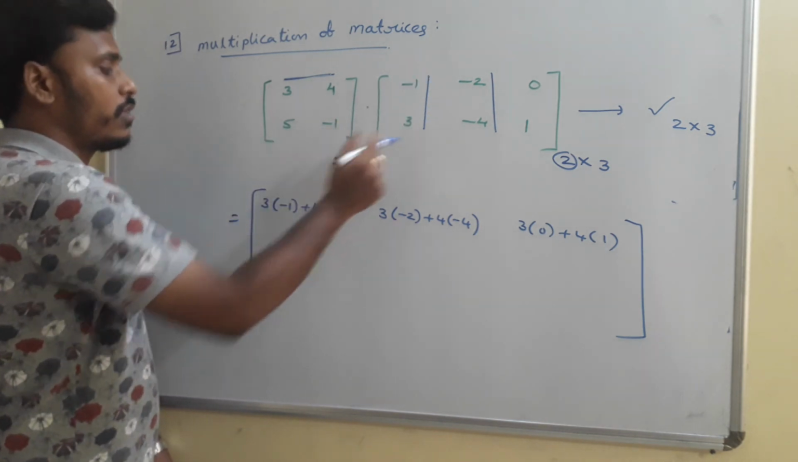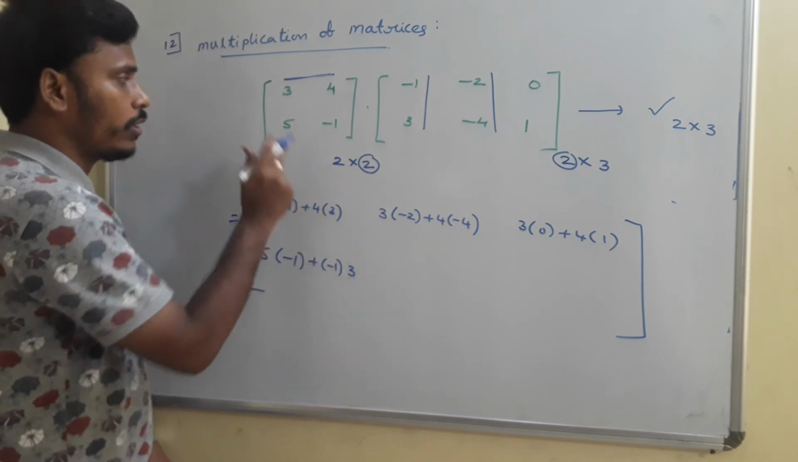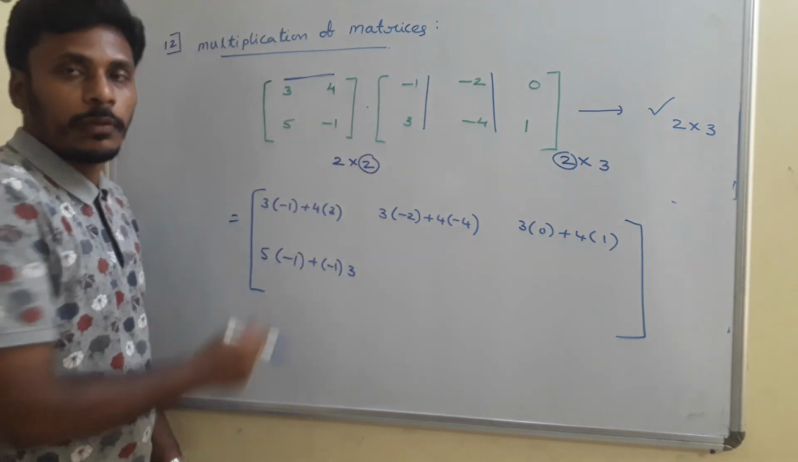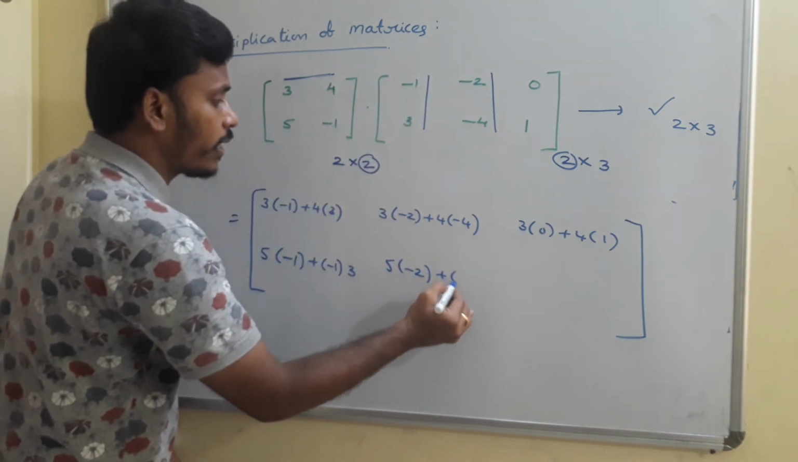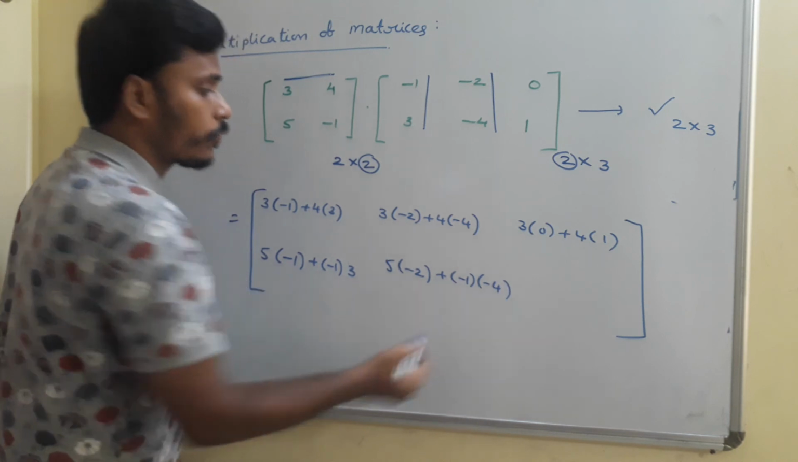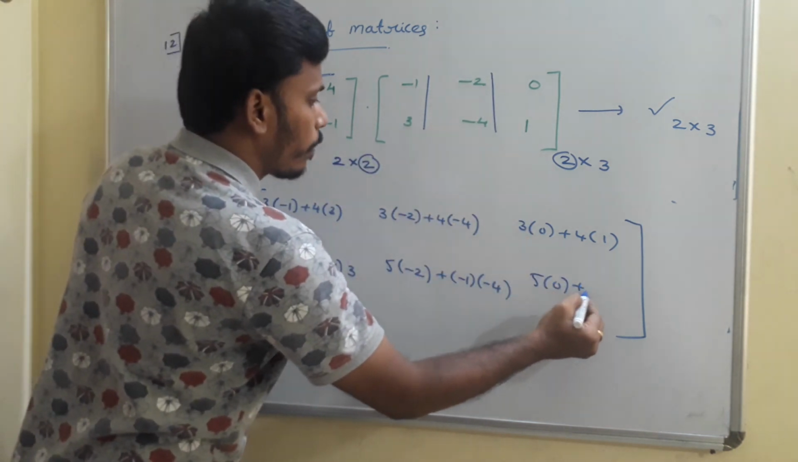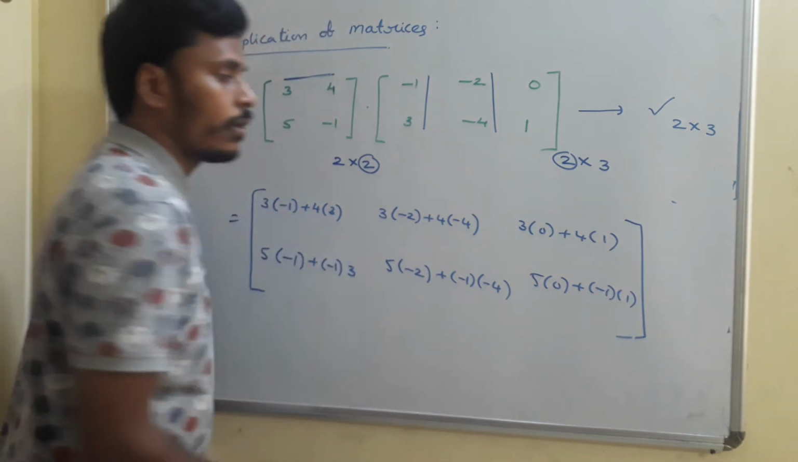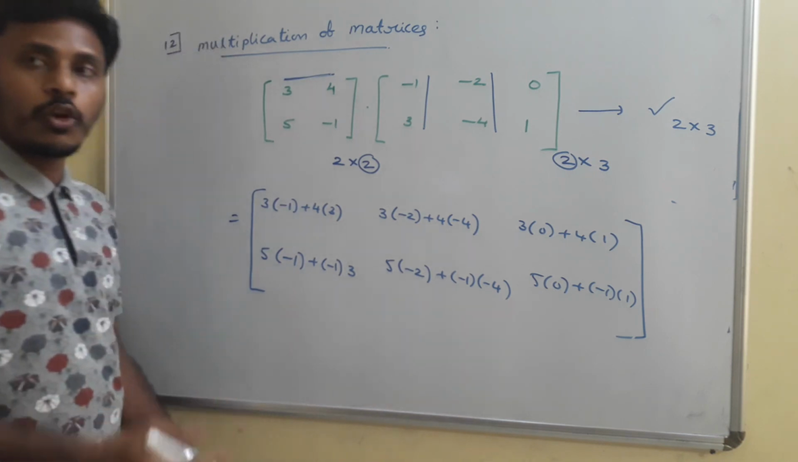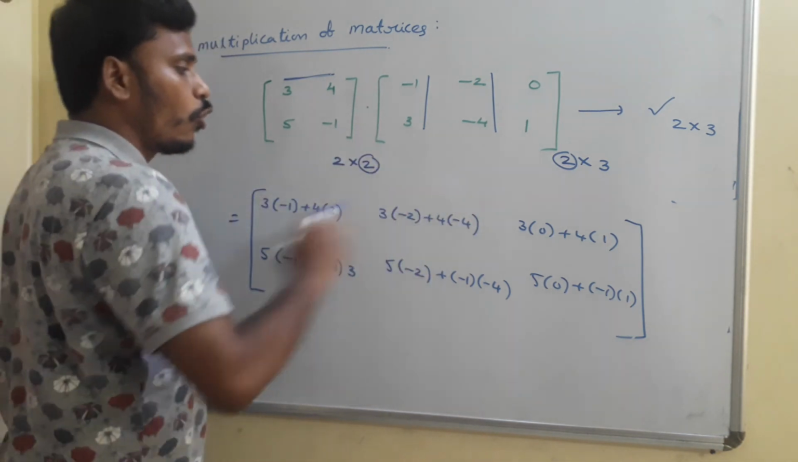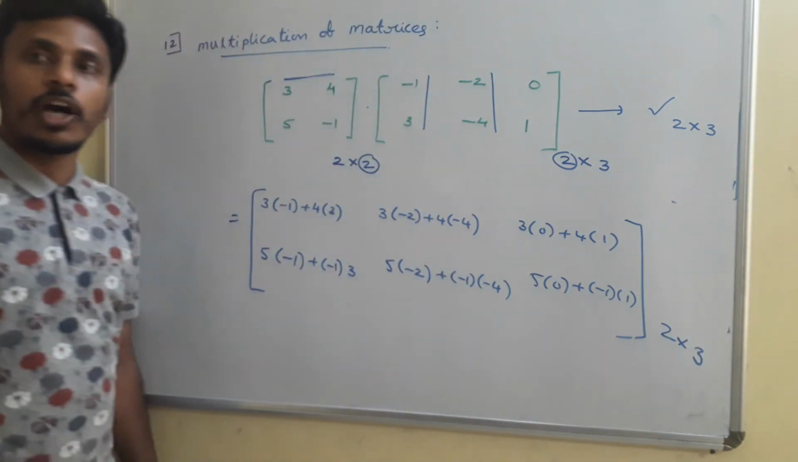Now for the second row, first column: 5 into minus 1 plus minus 1 into 3. Then second row, second column: 5 into minus 2 plus minus 1 into minus 4. And then second row, third column: 5 into 0 plus minus 1 into 1. So additional columns are not there, and there are no additional rows, so you won't get additional rows again. If you look there, this is 2 rows and 3 columns as per the observation. Its order is 2 by 3.